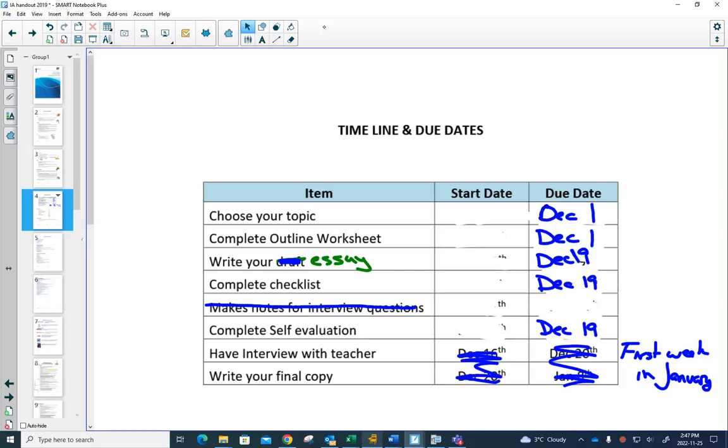Okay? You hand in a final copy in paper, and you also have to hand in a final copy as a PDF. Okay? That goes directly to the IB. It gets uploaded and sent off to markers somewhere in the world.